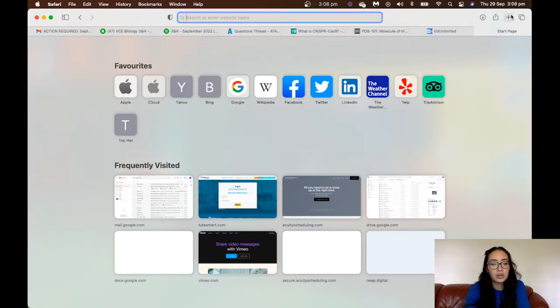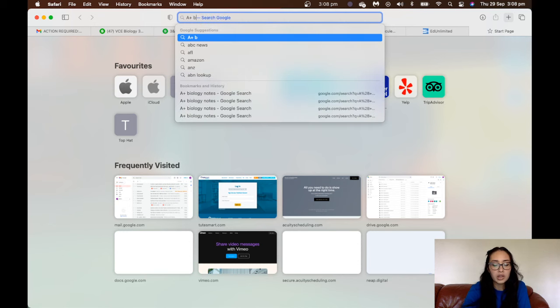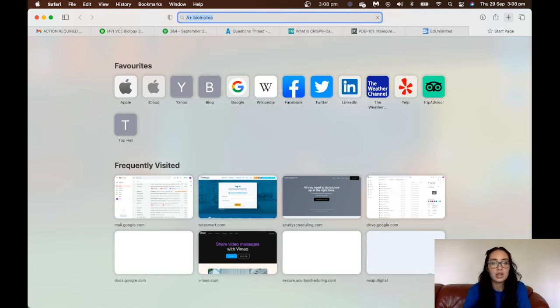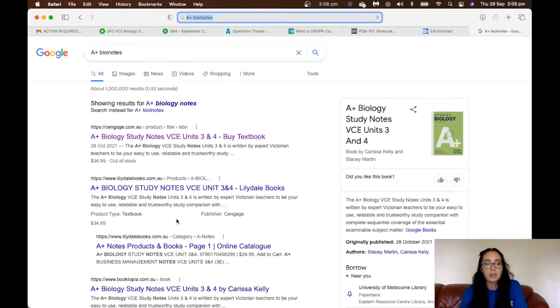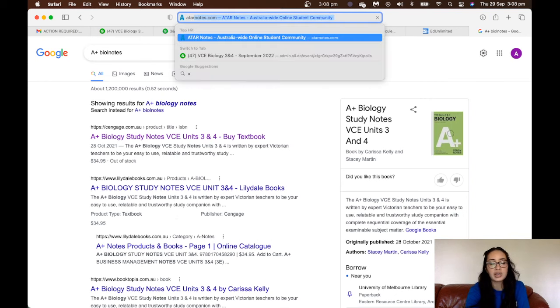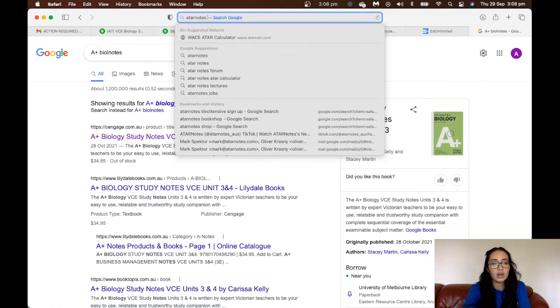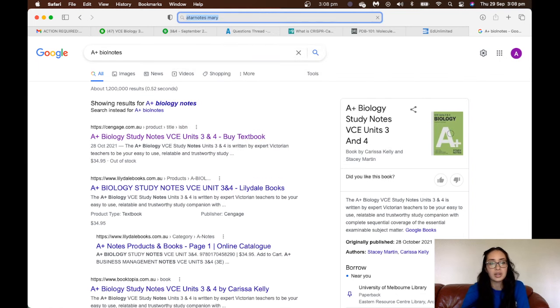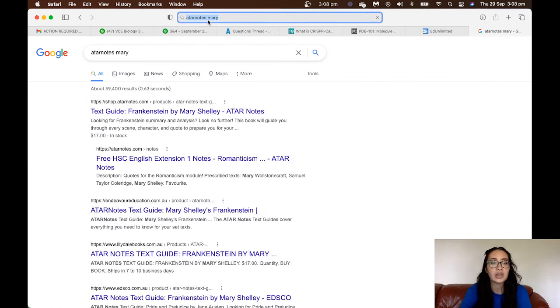I also bought some summary books. I really like this one. I really wish this company would send me more because I thought they were really good. You can also get the ATAR notes ones. I like this one personally, but the ATAR notes one's also really good. My brother loves the ATAR notes ones.